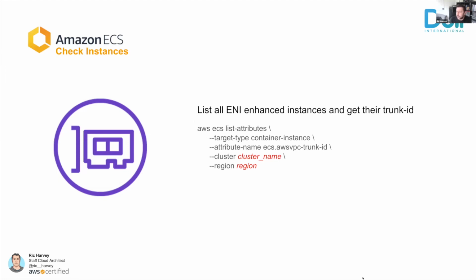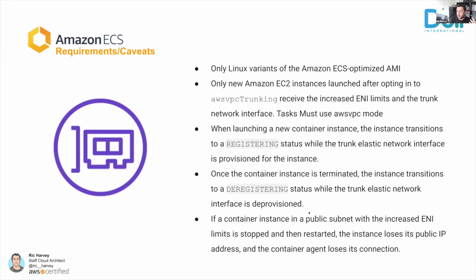So you can run this ECS list attributes, and from this you can see which instances have got this enabled. I'm going to show you this with an empty set first, and then we'll get down to showing you once I've enabled it on the account. But I'm going to go through and try and show you some of the caveats and some of the ways of working with it and how you know whether it's a good idea to enable it or not.